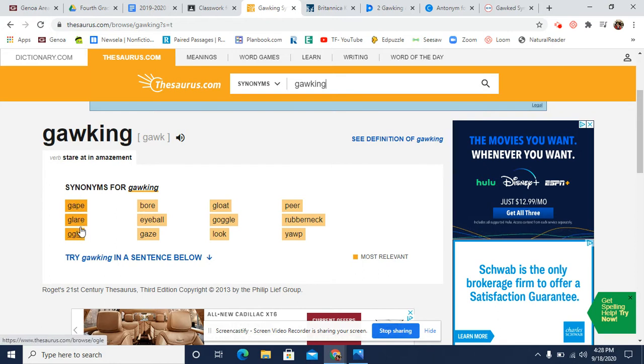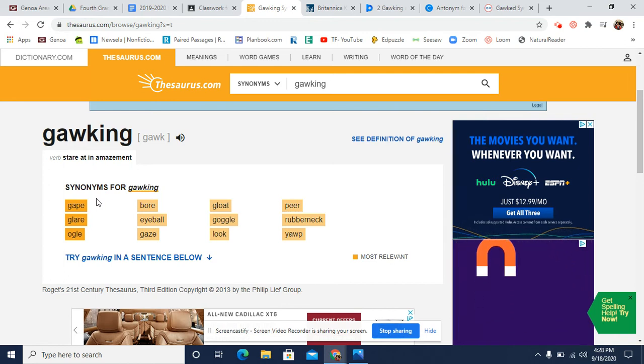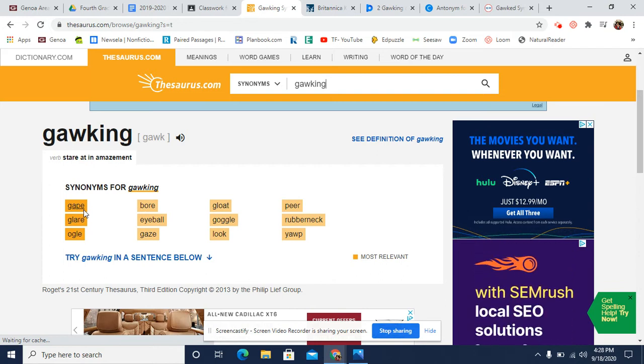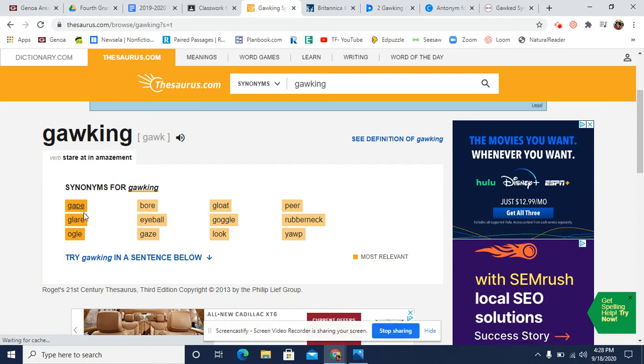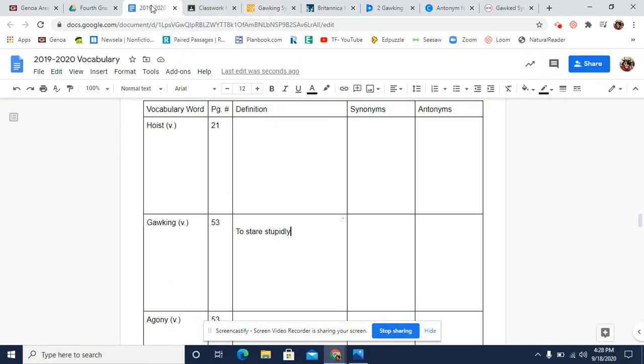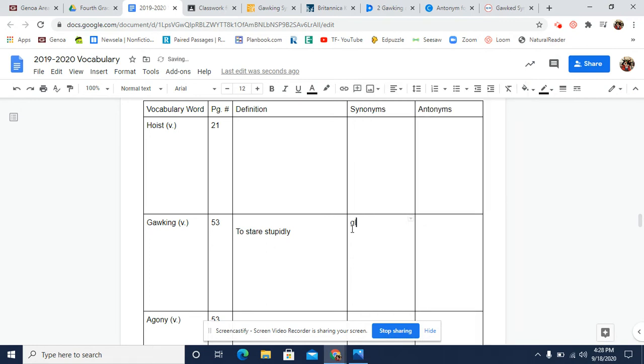You may not know what gape and ogle mean, so those might be new words to you also. So it depends on if you want to choose words that make sense to you so that it helps remember what gawking means, or if you want to choose another word so then you're learning even more vocabulary. So it doesn't matter which ones you choose because these all are good. So I think I'm going to choose ones that will help you to remember what it means. So I'm going to choose glare, and then I'm going to choose look.